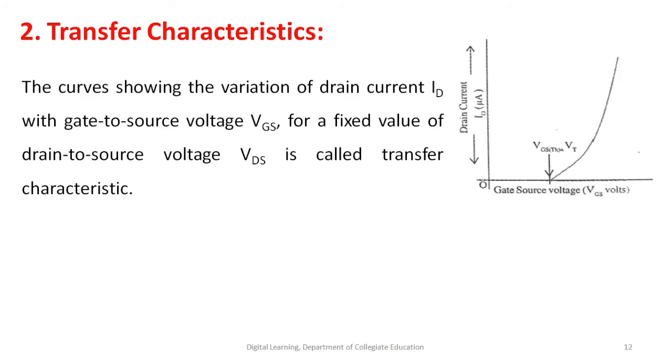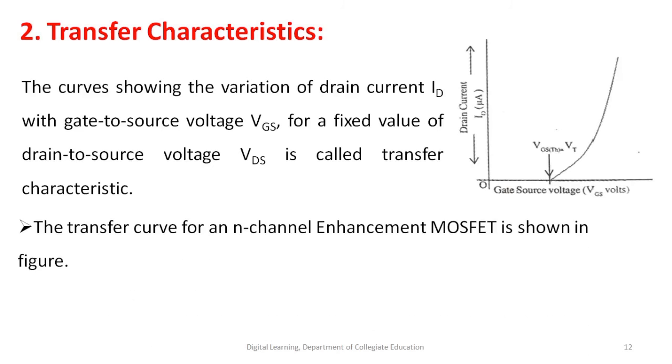The curves showing the variation of drain current with gate to source voltage for a fixed value of drain to source voltage, that is called as transverse characteristics. The transverse curve for a n-channel enhancement MOSFET is as shown in the figure. We can observe here, this is the drain current and in the x-axis we have plotted gate to source voltage. So for a certain value of gate to source voltage, that is up to threshold voltage, it is 0 drain current, and further increasing the gate to source voltage, it will increases.